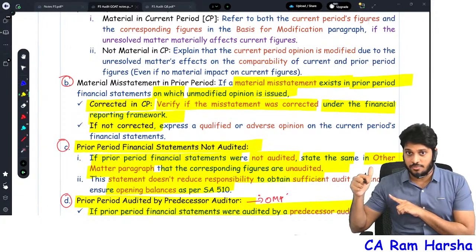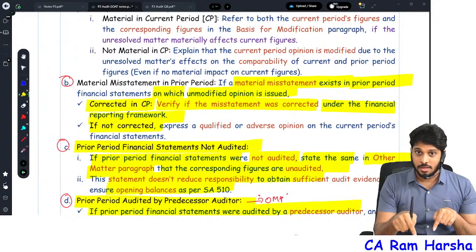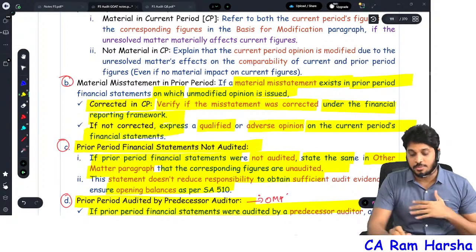Last year's auditor gave an unqualified opinion. That mistake is now carried forward, and now it has a material impact. If it is corrected, no problem. If it is not corrected, you express a qualified or adverse opinion on the current period financial statements.